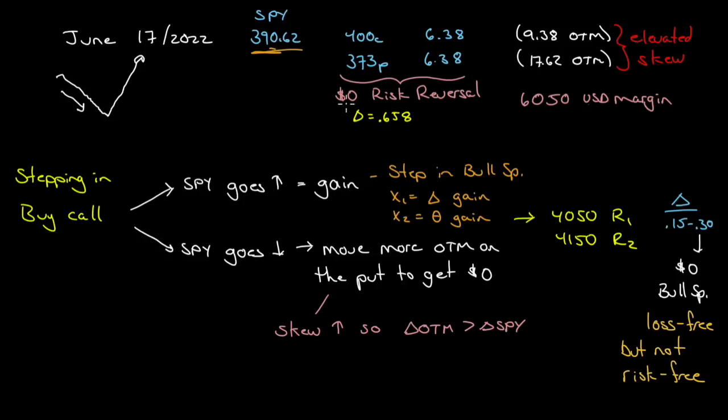We're going to set up a $0 risk reversal on this one, and look at the asymmetry we can get. A $400 call with a 373 put. The call is $9.38 out of the money. You can get a put that is $17.62 out of the money. That's not symmetrical. That is extremely asymmetrical. Because we have elevated skew on the index, you can go deeper out of the money. You can get a delta of 0.658, and this has a lot of convexity in it.